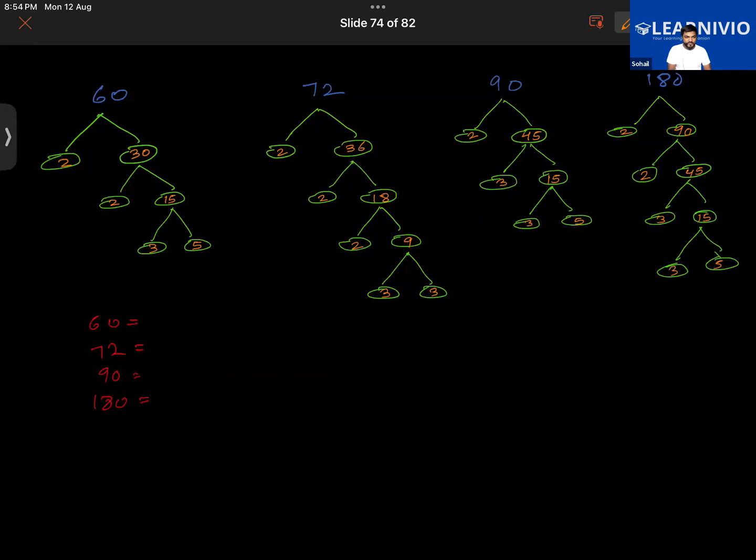So for 60 it is 2 multiplied by 2 multiplied by 3 multiplied by 5. For 72 it is 2 into 2 into 2 into 3 into 3. For 90 it is 2 into 3 into 3 into 5. Good. Then we have 2 multiplied by 2 multiplied by 3 multiplied by 3 multiplied by 5.